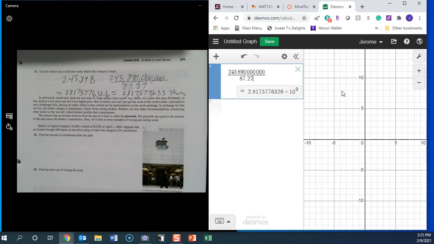All right, as previously mentioned, there are 2 ways to make money from stocks. Buy shares of the stock that pays dividends, or buy stock at a low price and sell it at a higher price. But of course, you can't just go buy stock at the corner store. You need to use a brokerage firm, place an order, which is then carried out by representatives at the stock exchange. In exchange for that service, the broker charges a commission, which varies among brokers. Brokers can also make recommendations concerning what stocks to buy and sell, which further justifies their commissions.